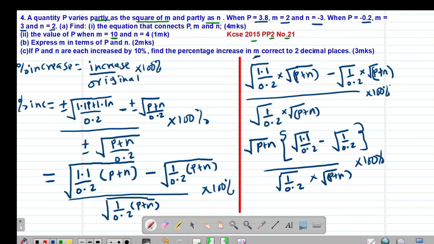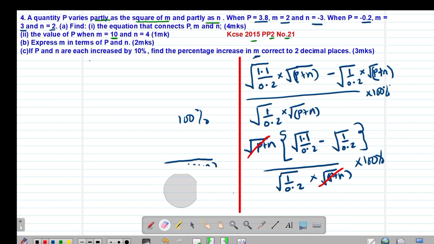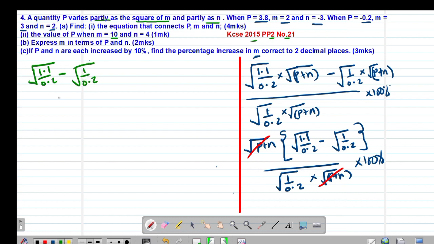So clearly you can see we have something which is common, that is the root of p plus n, which is going to cancel out. So I'm going to remain with the following. We are remaining with the root of 1.1 over 0.2 minus the root of 1 over 0.2, then the whole thing divided by the root of 1 over 0.2, then multiplied by 100%.